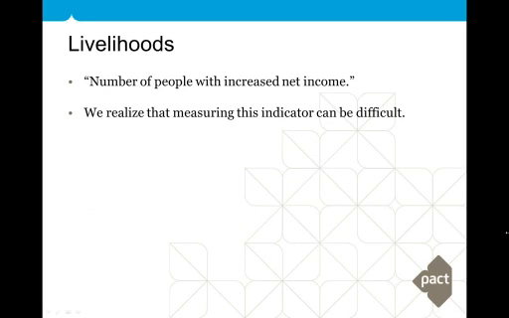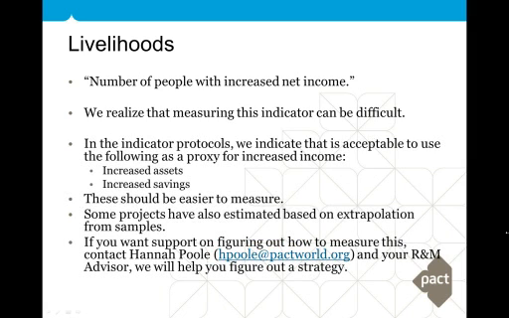Moving on to livelihoods. The livelihoods indicator is number of people with increased net income. We realize that this is not an easy indicator to measure in a literal way. For all of the usual reasons, we don't necessarily collect data on it. There is a lot of error in the answers that you get if you do ask about people's net income. So because of that, in the protocols that have been given out previously, there are some proxies suggested, and we'd like to expand that a little as well.